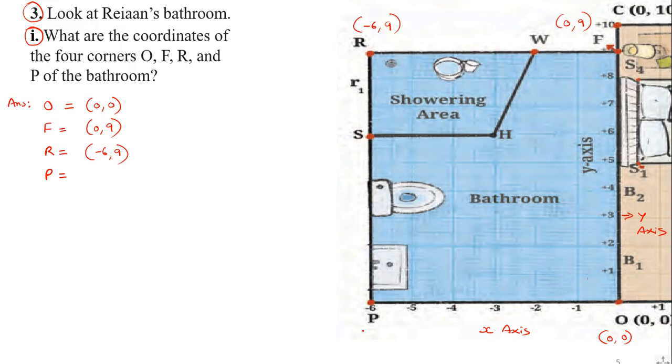And P is on the x-axis, so y will be 0 and x is minus 6. So the coordinate of P is minus 6 comma 0. They had asked us to write the coordinates of these 4 points, which we have done. We'll see the second sub question of the third one on the next slide.